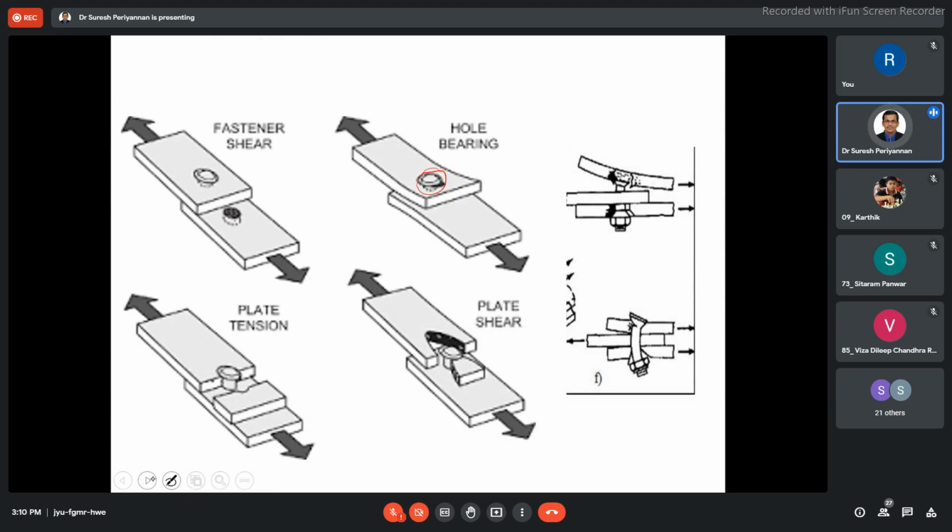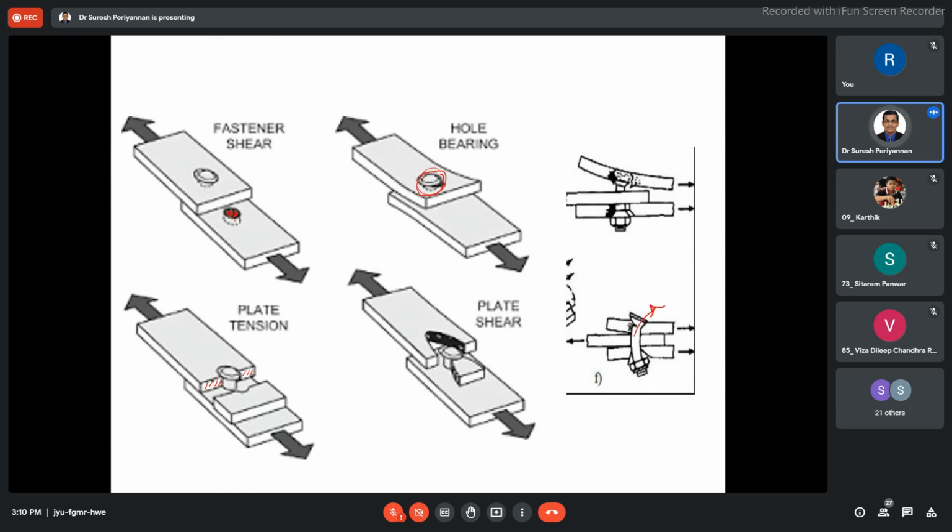See here, the plate in tension: the plate is going to fail. Now the plate in shear. Now the fasteners: this is a rivet in shear, where the rivet is sheared and the rivet is going to fail. Now this is hole bearing, or bending, due to rivet bending.